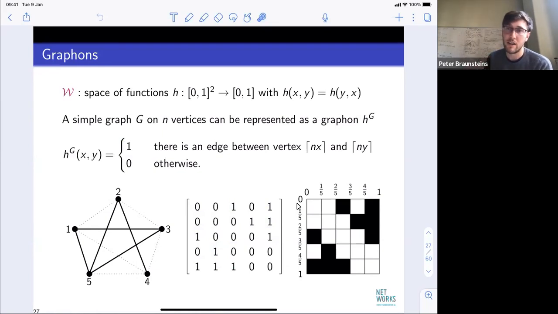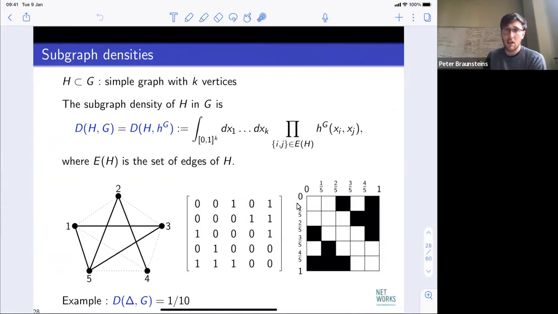So step 1 is done. We can describe any graph with n vertices as a graphon. So we can embed all of our random graphs on the same space. But we need this space to have some nice properties. So we're interested in the subgraph densities.